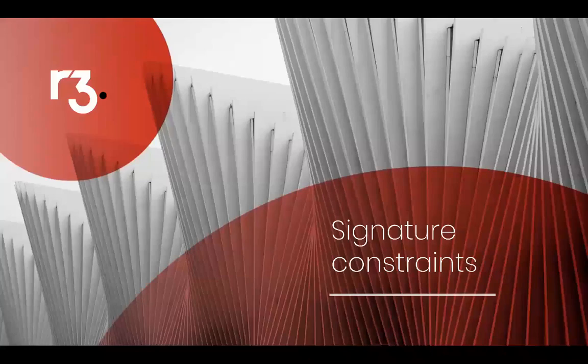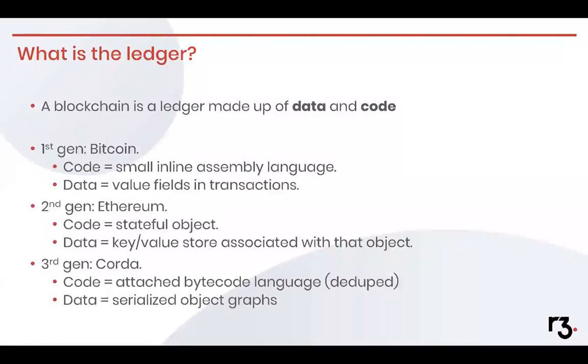Okay, so signature constraints. What is a distributed ledger? This is going to sound a little bit basic or condescending given what we do, but I'm going to go over it anyway just so we're super clear. A blockchain is a kind of database. It's a ledger made up of both data and code simultaneously. So it's not just data, like in a beginner's my-first-database. It's more like the combination of database tables and stored procedures.